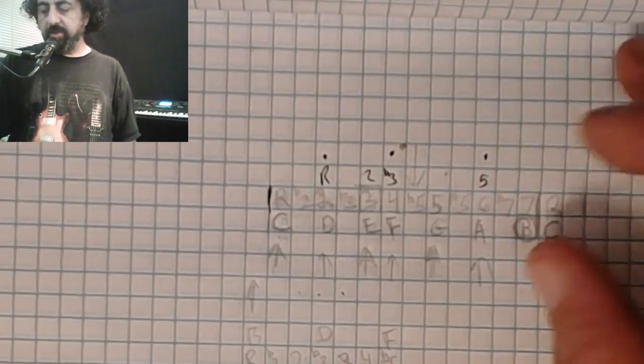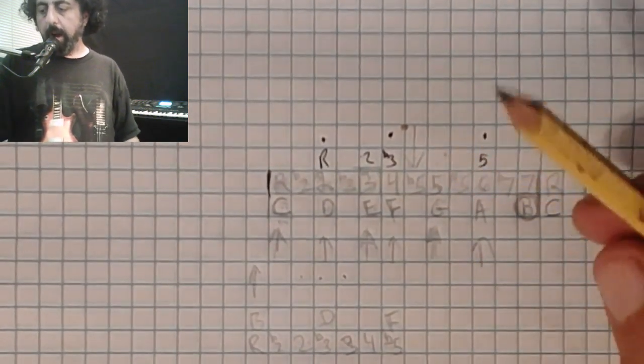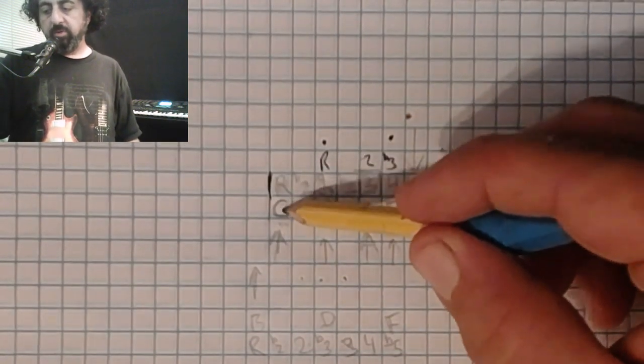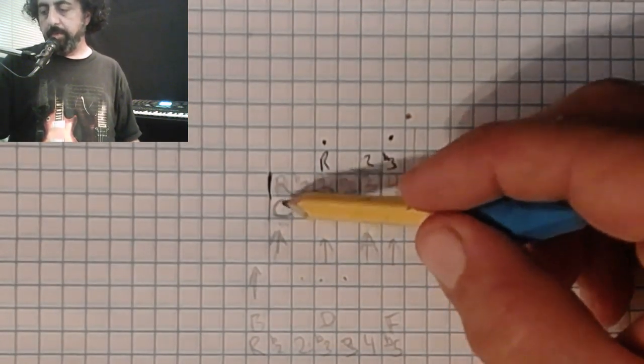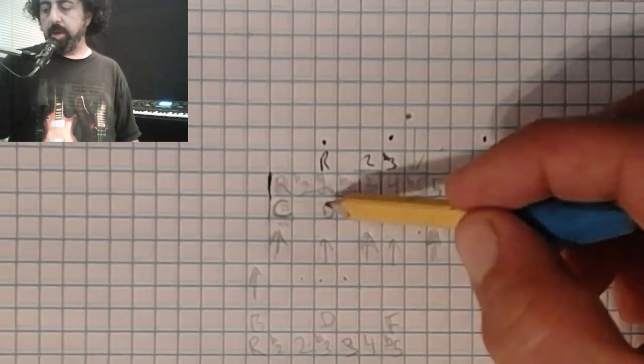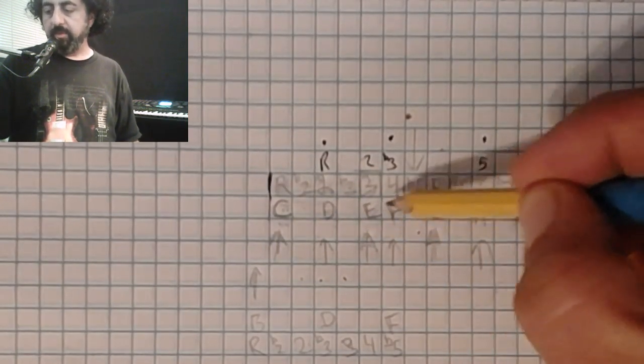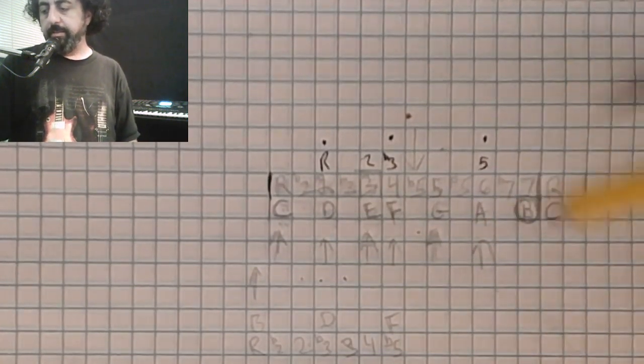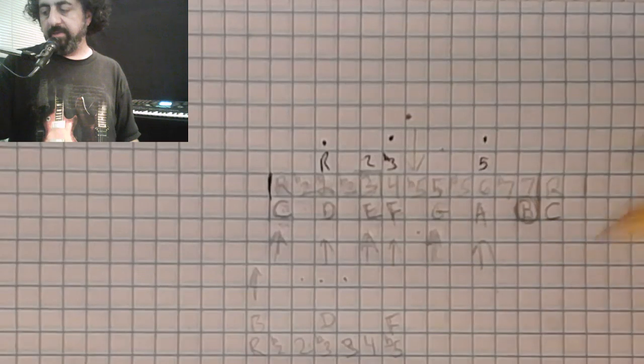So these chord scales are, whatever note you start on is the note that the chord is. So we can do C, D becomes a minor, E becomes a minor, F is major, G is major, A is minor, and B is diminished.